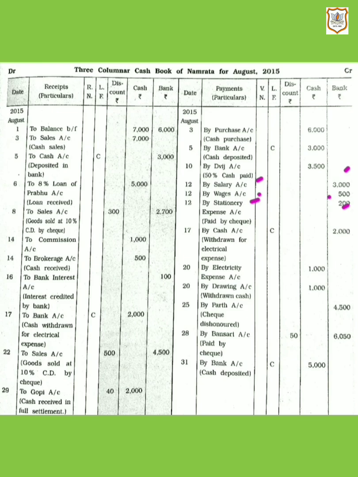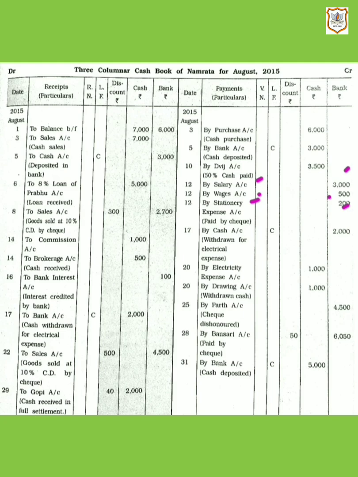Now next transaction, date 14th. Commission of rupees 1,000 and brokerage of rupees 500 received by cash. So here cash is coming in the business because we have received incomes in the way of commission and brokerage. So we will record it on debit side of cash book in cash column.